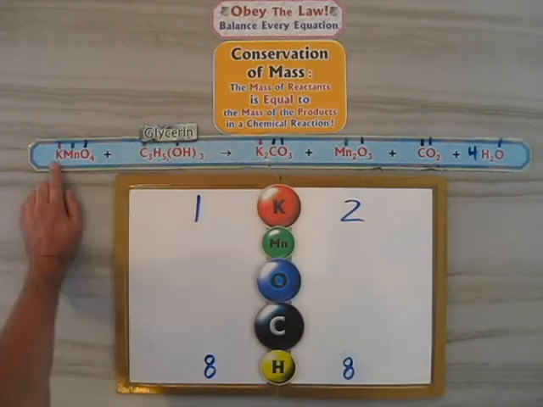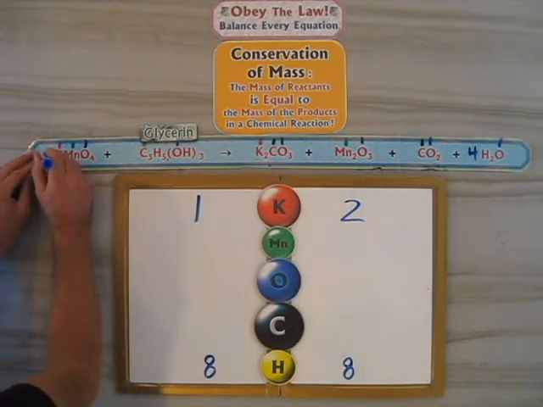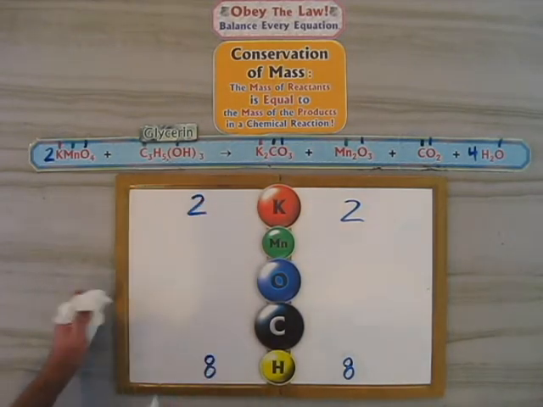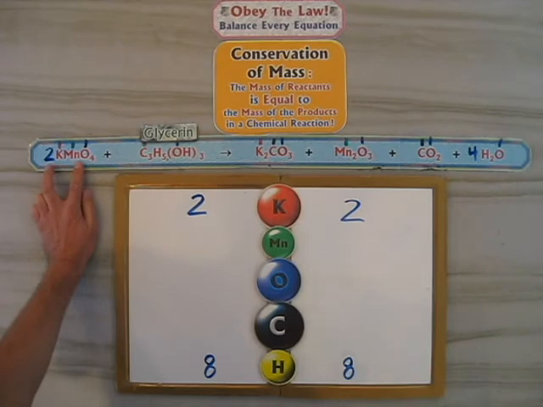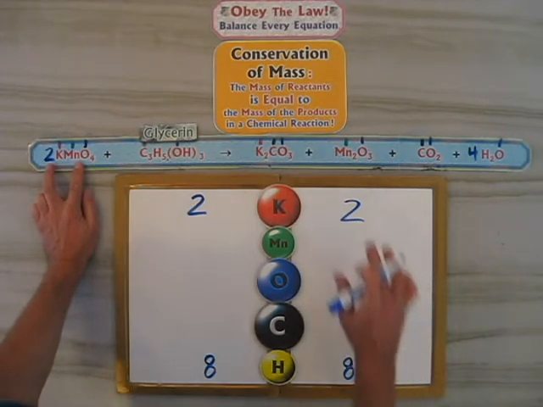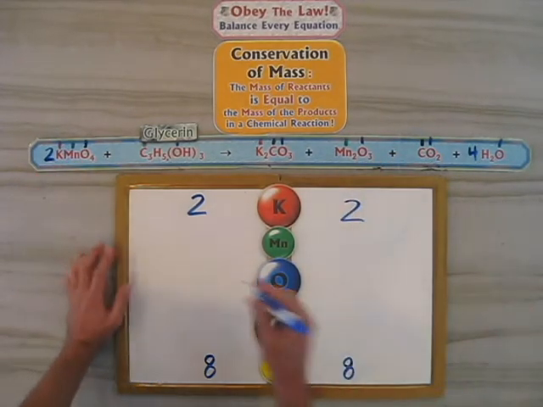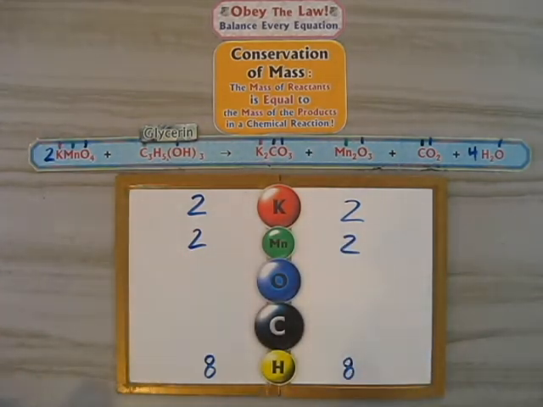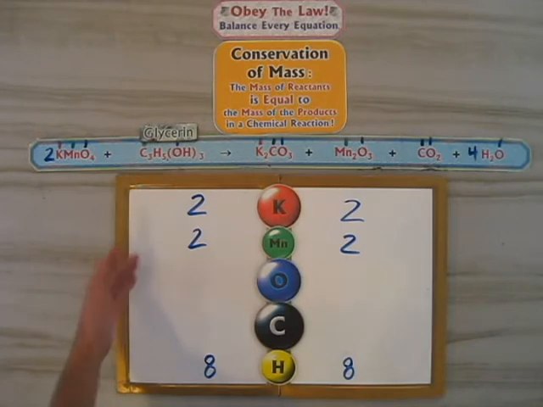Okay, so how can I make this one 2? Well, just double it right there. 2 potassium on each side. And then, oh, that also gives me 2 manganese, right? And I've got 2 manganese on this side, so that's good. 2 and 2. So look, we've already got 3 of the 5 balanced. So this should be really, really easy, right?